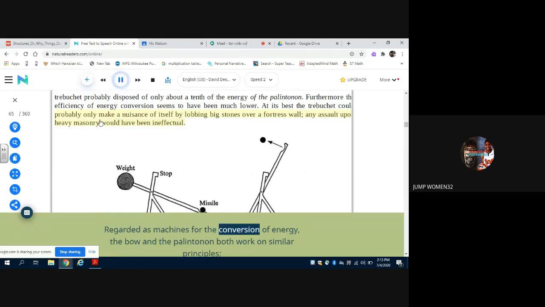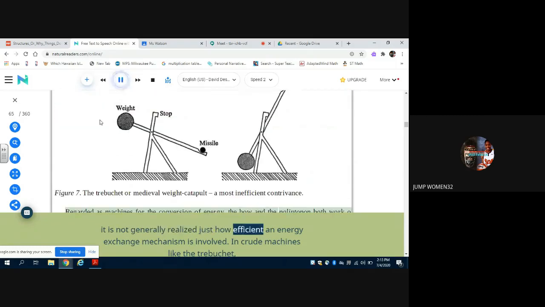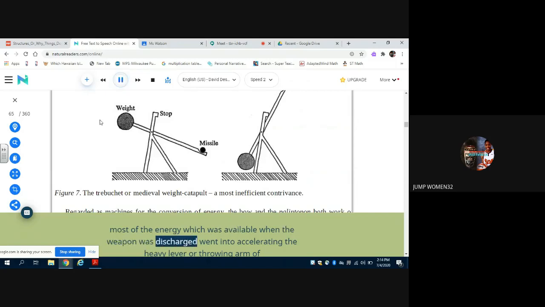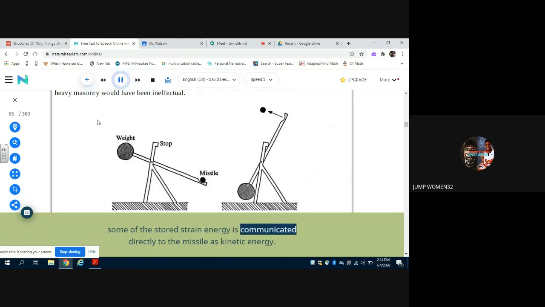Regarded as machines for the conversion of energy, the bow and the palintonon both work on similar principles. It is not generally realized just how efficient an energy exchange mechanism is involved. In crude machines like the trebuchet, most of the energy which was available when the weapon was discharged went into accelerating the heavy lever or throwing arm of the device and was ultimately lost in the necessary stop or braking system. With a bow or a palintonon, when the bowstring is first released, some of the stored strain energy is communicated directly to the missile as kinetic energy.